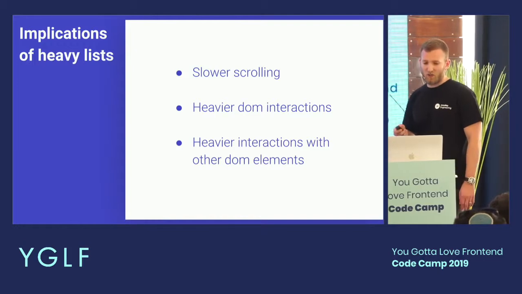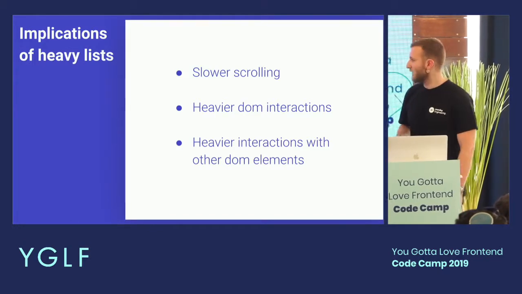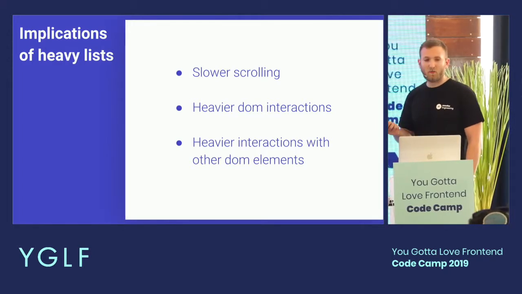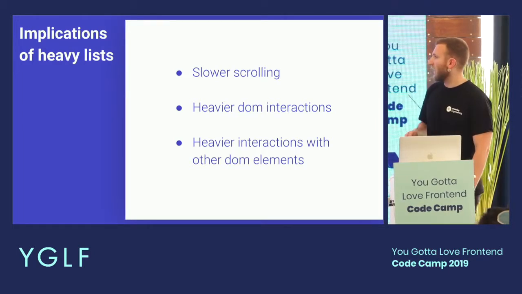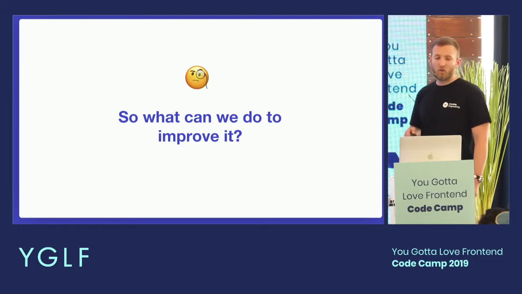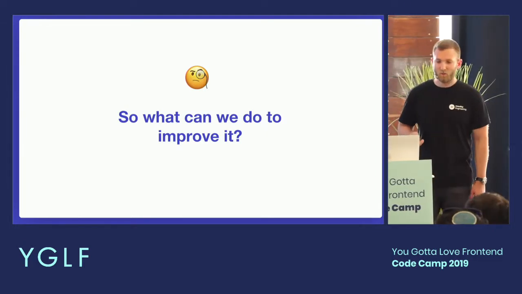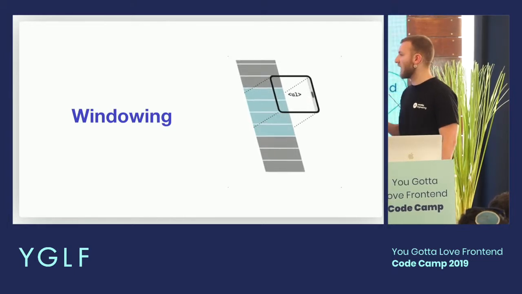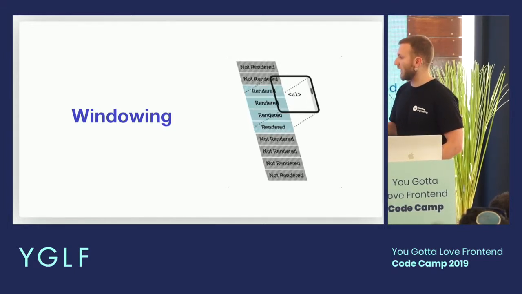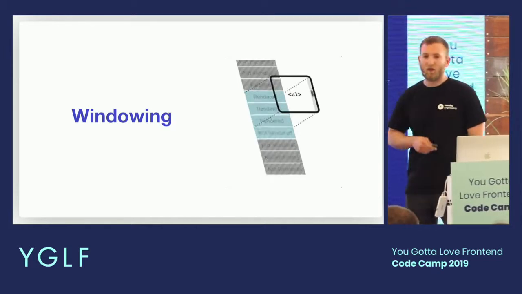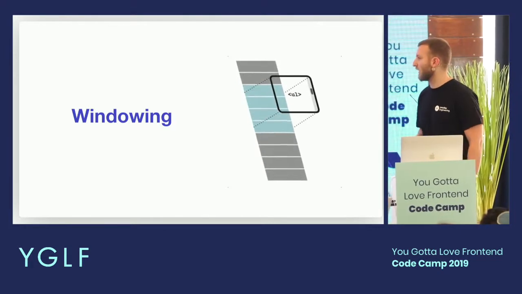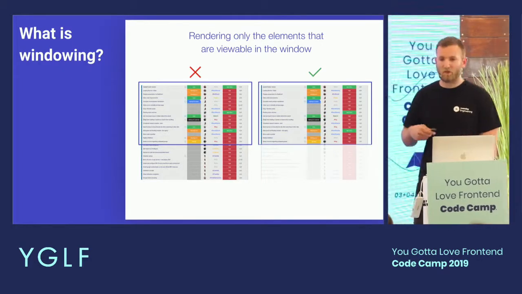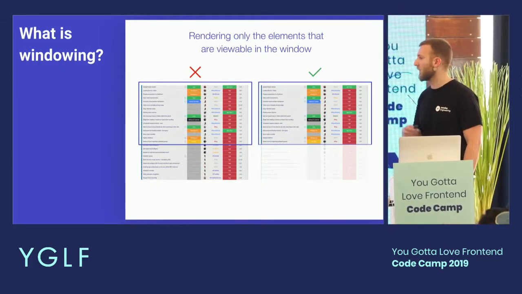So what are the implications of heavy lists? The scroll is slow. The interaction between elements is heavy. So we wanted to improve it. What we did was decide to choose windowing instead of rendering the whole list. And windowing is a concept that gives you the ability to render only the visible elements on the screen.